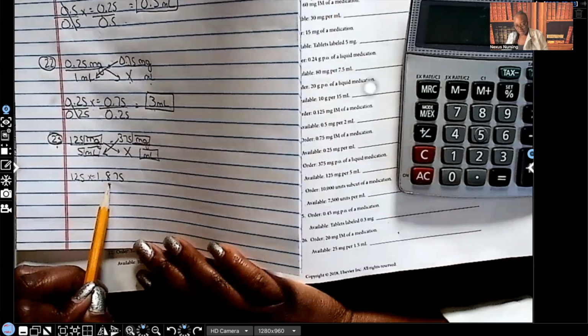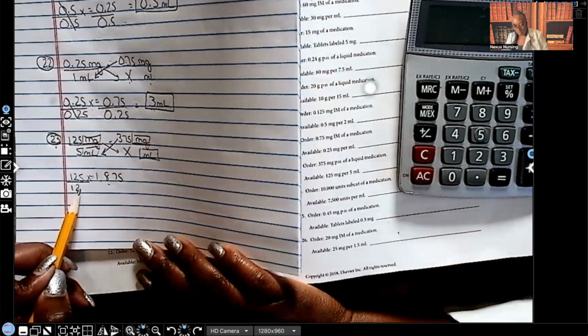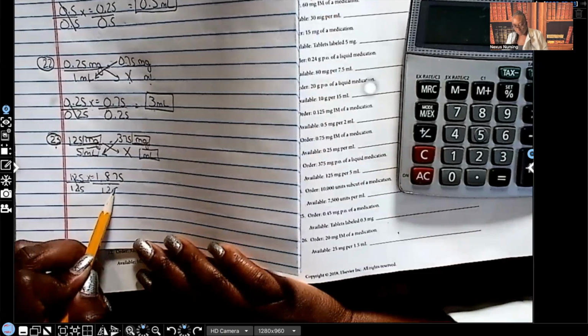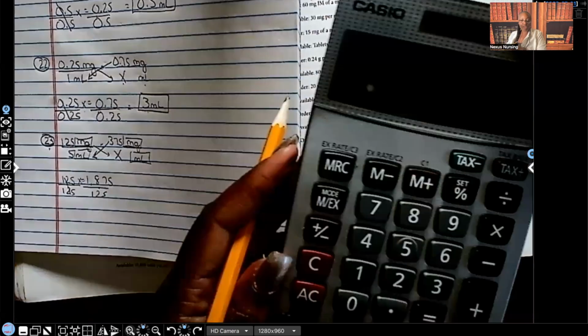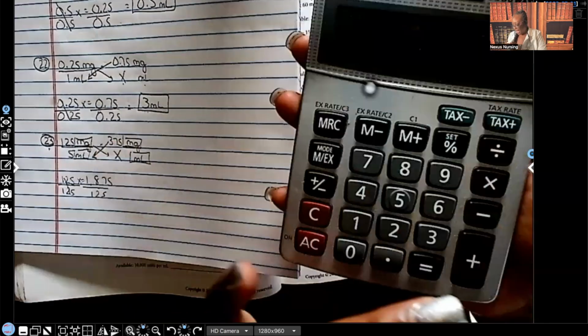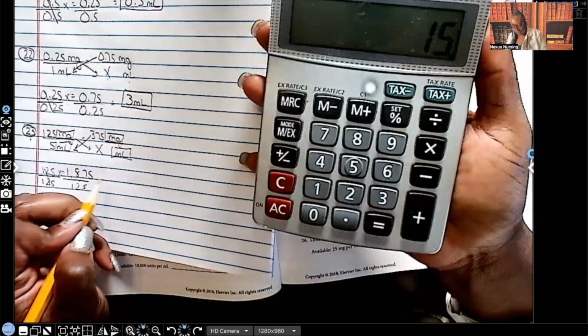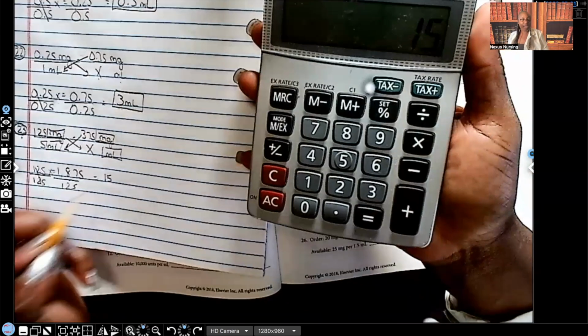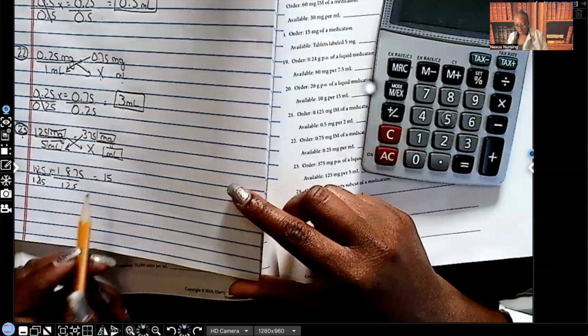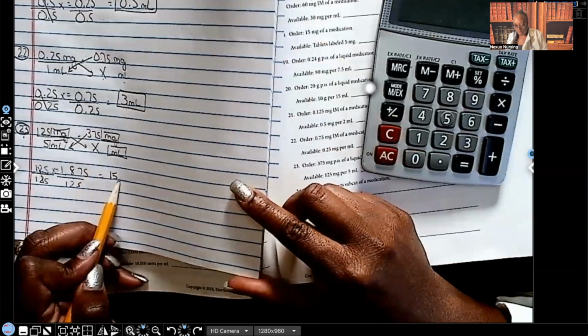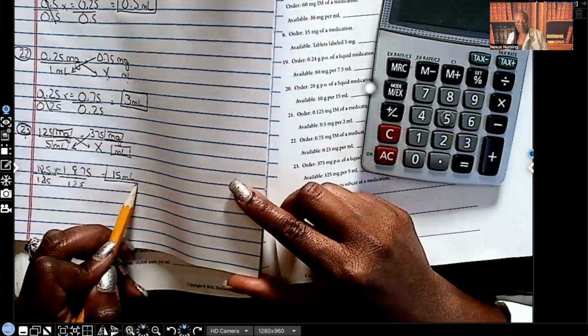I have to get X by itself. So I'm going to divide both sides by 125. So 1,875 divided by 125. And that gives me 15. Are we done? No, because we have to tack on our units. X, we're solving for ml. The correct answer is 15 mLs.